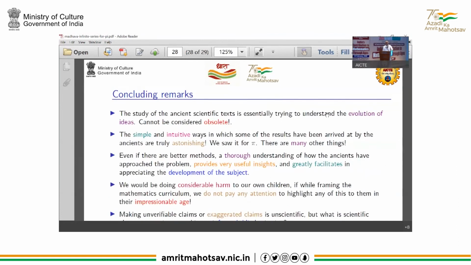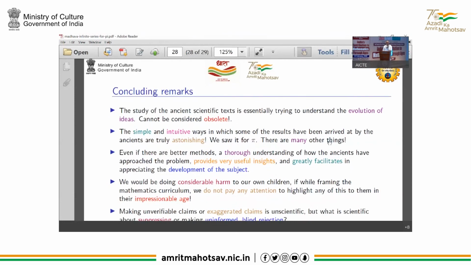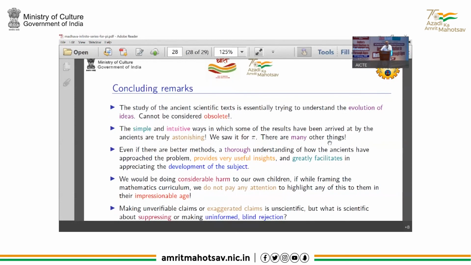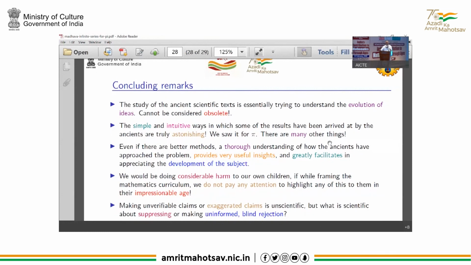I just gave you one example of pi, and there are several other results which can be highlighted. Even if there are better methods for understanding something, looking into the ancient provides us certain very useful insights. I can tell you out of my own experience, it greatly facilitates understanding the development of the subject.